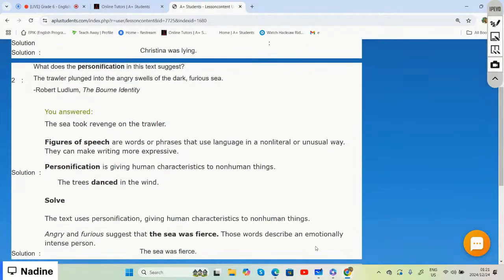And remember, once again, we said that figures of speech are basically just using words or phrases that use language in a non-literal way. And we said personification is giving human characteristics to a non-living thing.